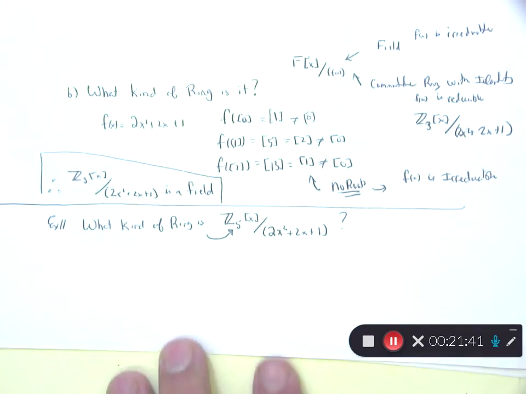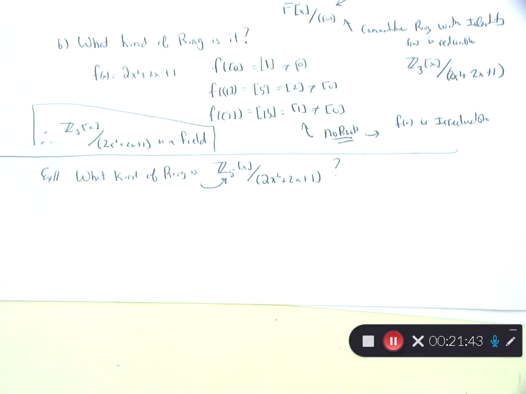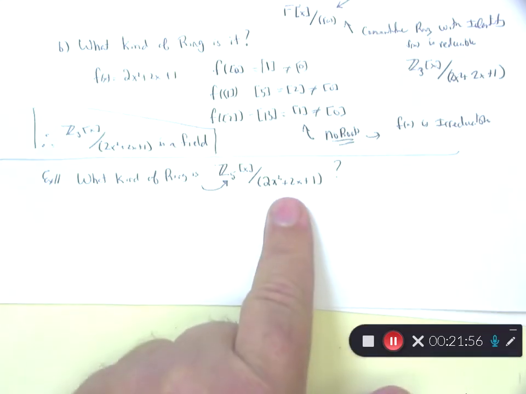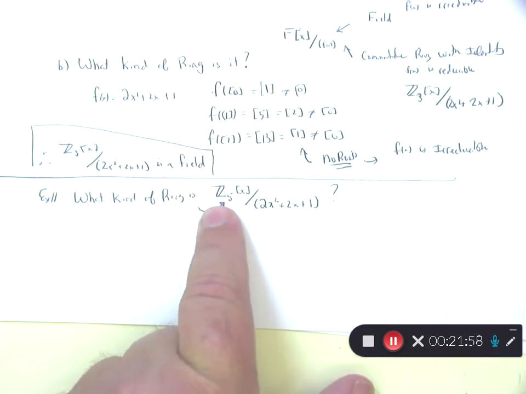So I got another one over here. What kind of ring is this one? I didn't ask how many elements are in there. My question is, what kind of ring is it? All I did was change the field. This is Z5 adjoined x modded out by 2x squared plus 2x plus 1. Same polynomial, but my field is different. Now it is Z5, okay?